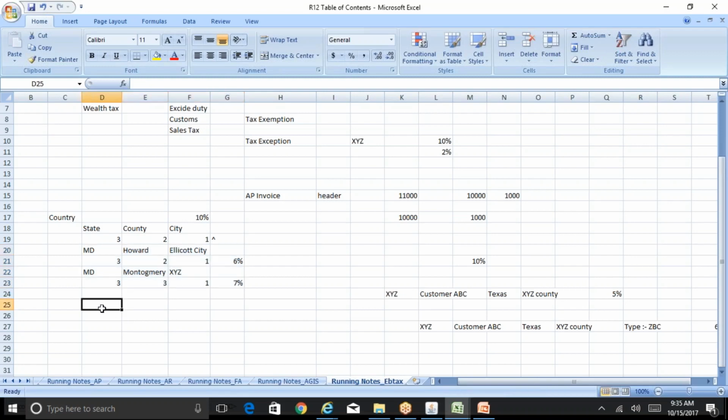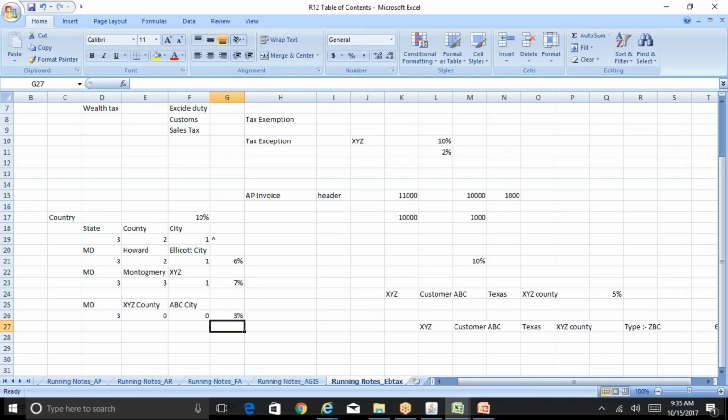Take an example: if my state is MD, but my county, apart from these 2 counties, is some other county, some XYZ county, and some ABC city, for which I did not mention any rules. So what will happen? The system will consider only 3%, because there is no rule for county and no rule for city. So my tax will be only 3%. In those scenarios there will be only one rule.